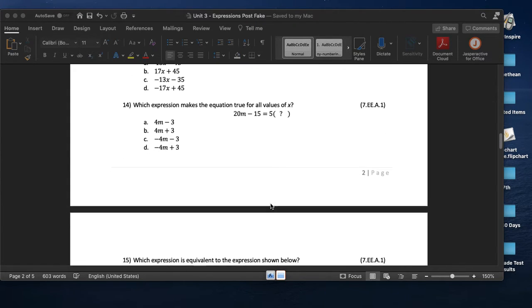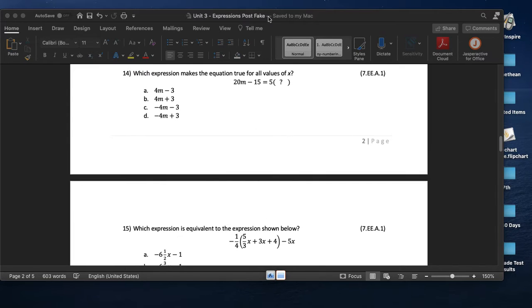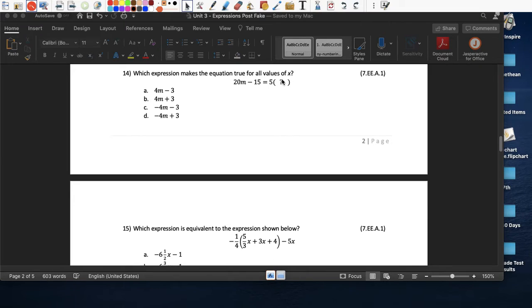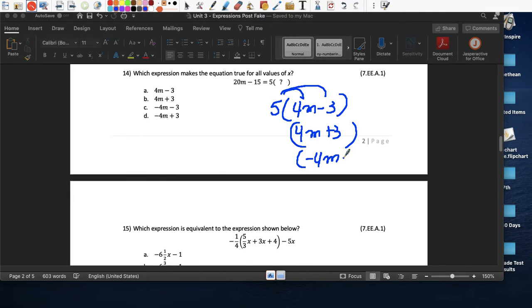Let's go to 14. Okay, so again, this tells you which of these 4 can I put into parentheses. So is it going to be 5(4m minus 3)? Is that the answer? Or is it 4m plus 3? Or is it negative 4m minus 3? Or is it negative 4m plus 3? Which of these can I do this distributive property to get this answer?